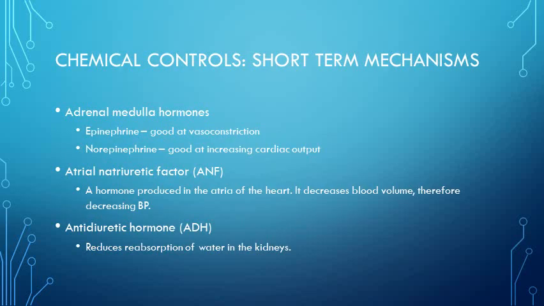There are chemical controls as well for short-term mechanisms. There are adrenal medulla hormones, epinephrine and norepinephrine. Epinephrine is good at vasoconstriction, while norepinephrine is good at increasing cardiac output. There's atrial natriuretic factor, which is a hormone produced in the atria of the heart. It decreases blood volume, therefore decreasing blood pressure. There's antidiuretic hormone as well, which reduces reabsorption of water in the kidneys.